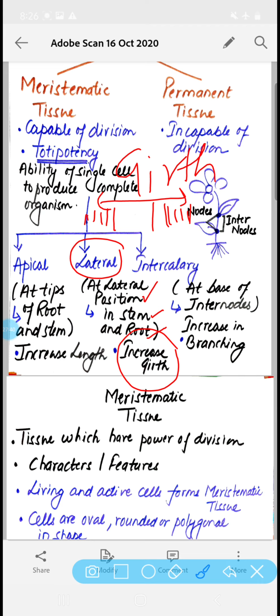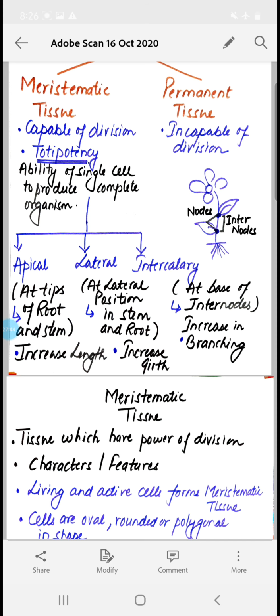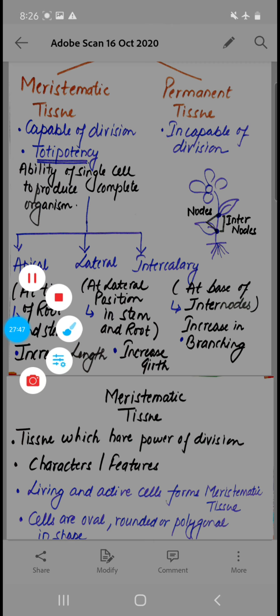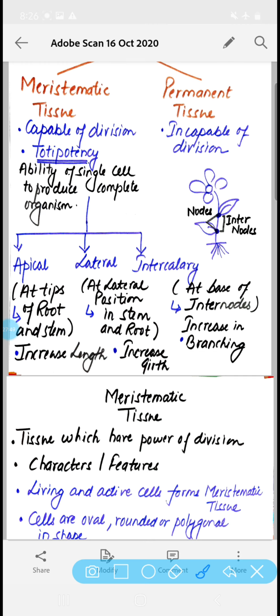ओके, नाउ कम टू द थर्ड काइंड ऑफ टिश्यू, third kind of meristematic tissue, which is based on the position, that is intercalary meristematic tissues. So this intercalary meristematic tissue, it is present at the base of internodes.